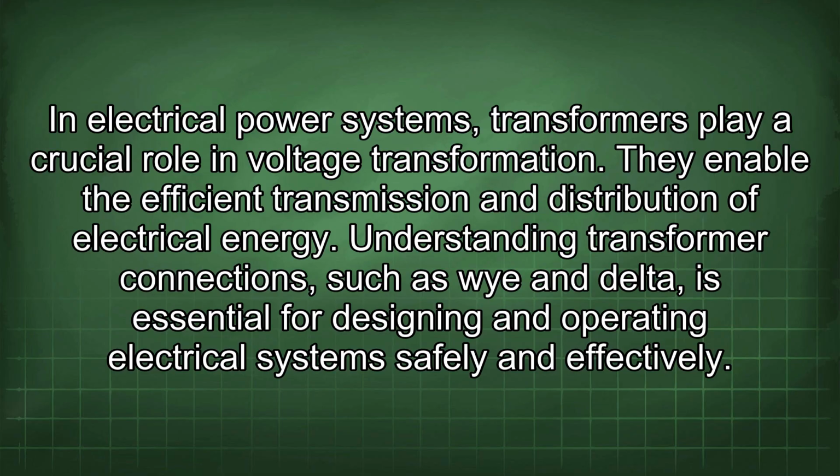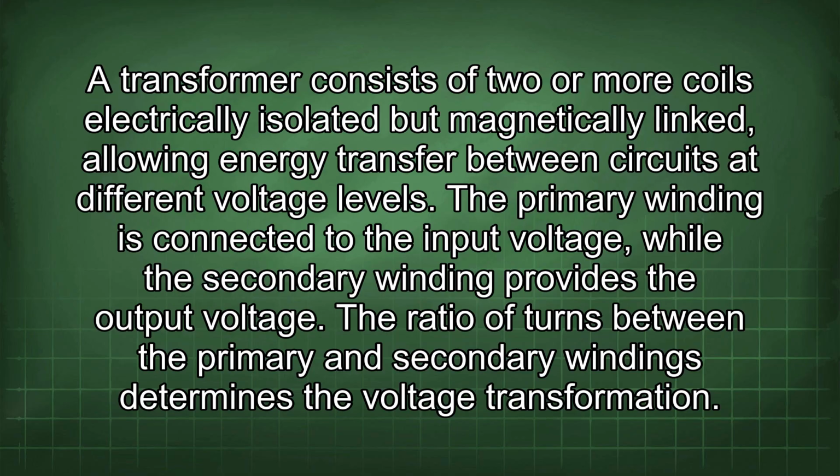In electrical power systems, transformers play a crucial role in voltage transformation. They enable the efficient transmission and distribution of electrical energy. Understanding transformer connections such as Y and delta is essential for designing and operating electrical systems safely and effectively. A transformer consists of two or more coils electrically isolated but magnetically linked, allowing energy transfer between circuits at different voltage levels. The primary winding is connected to the input voltage, while the secondary winding provides the output voltage. The ratio of turns between the primary and secondary windings determines the voltage transformation.